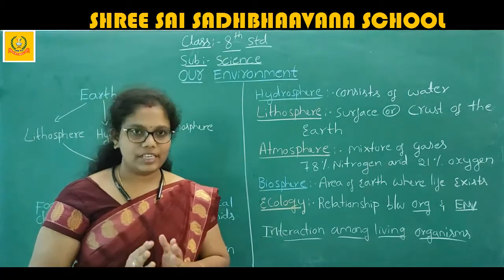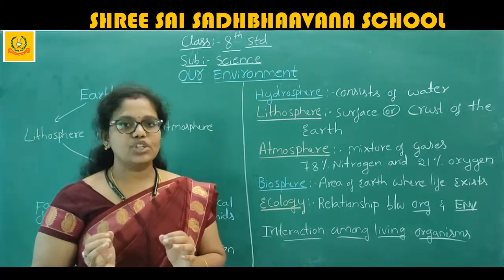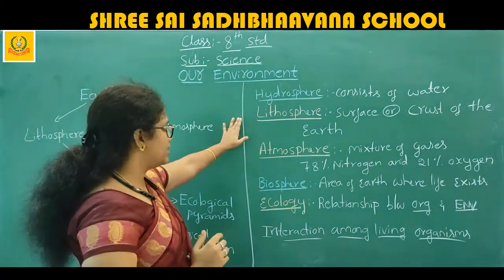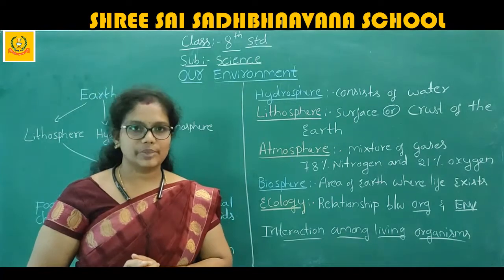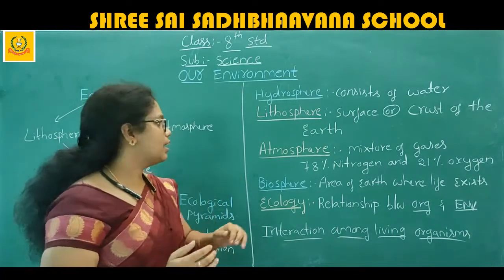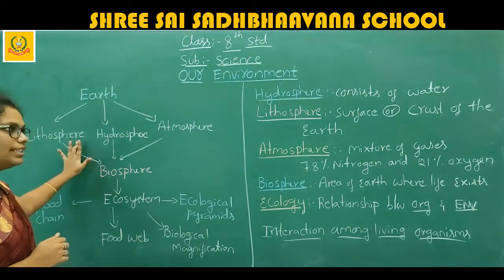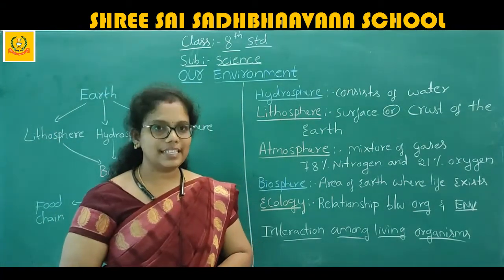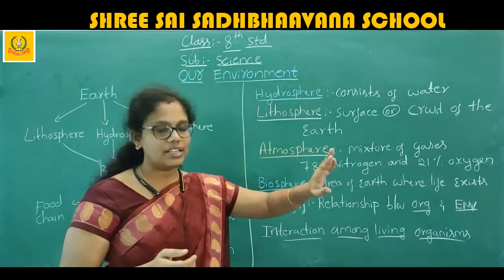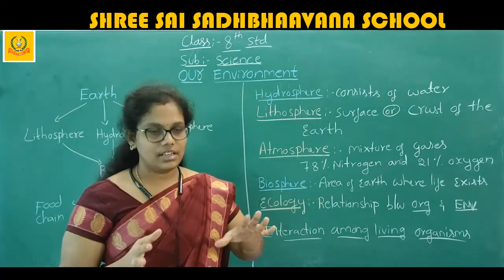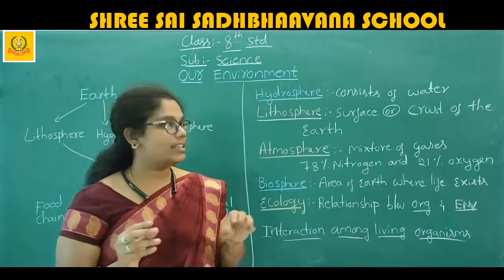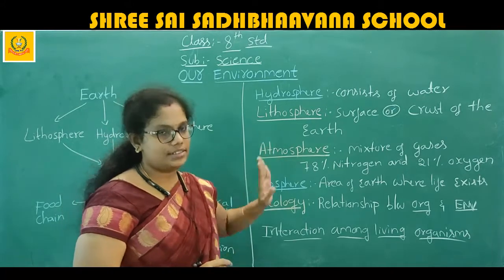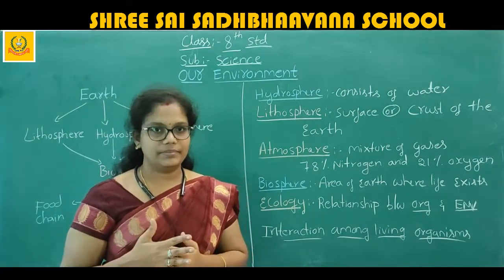First of all, what is hydrosphere? Understood? The area in which the water is present is called a hydrosphere. After the hydrosphere, the next one is the lithosphere. What does lithosphere mean? The surface or the crust, the earth crust. We call the earth crust the lithosphere.